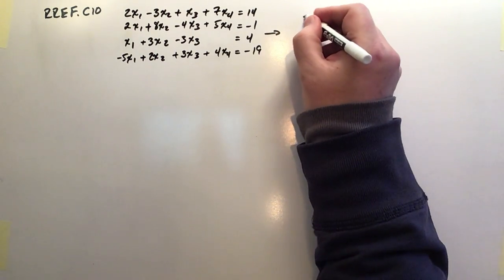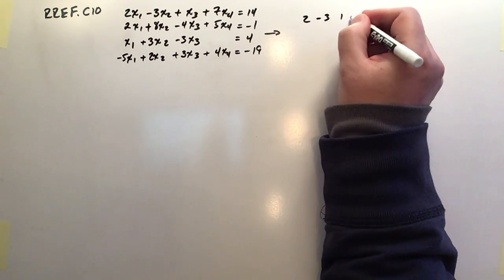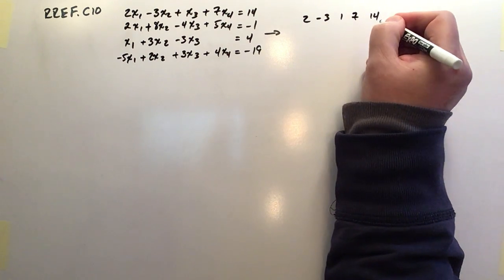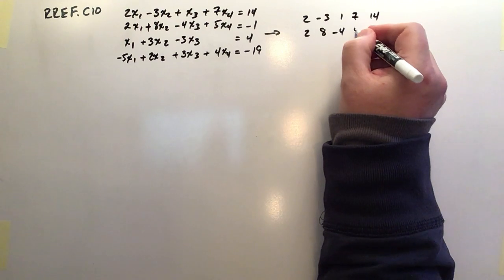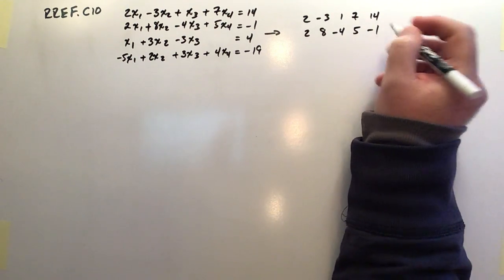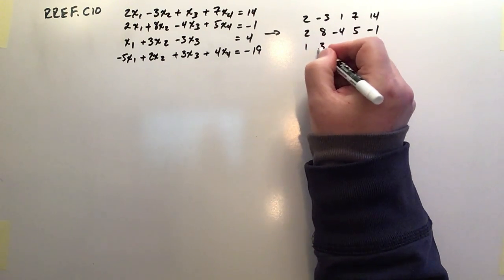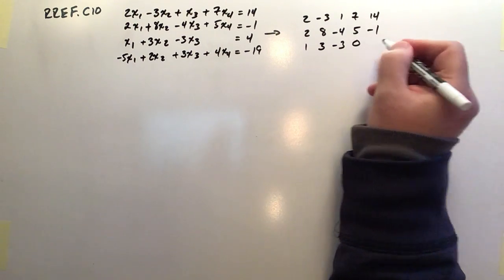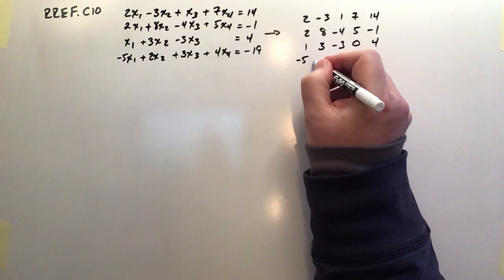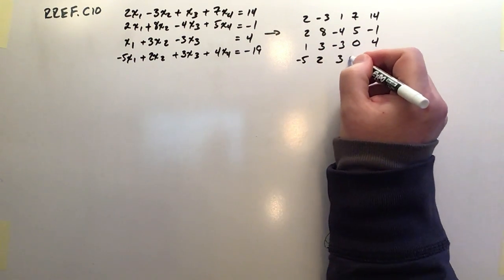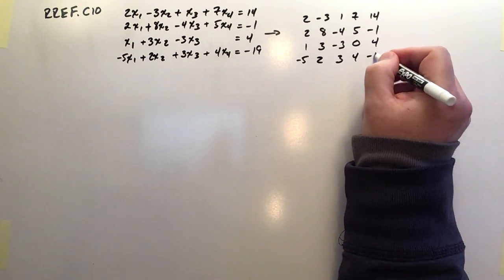So it's going to look like this: 2, -3, 1, 7, 14, 2, 8, -4, 5, -1, 1, 3, -3, 0, and 4, and -5, 2, 3, 4, and -19.